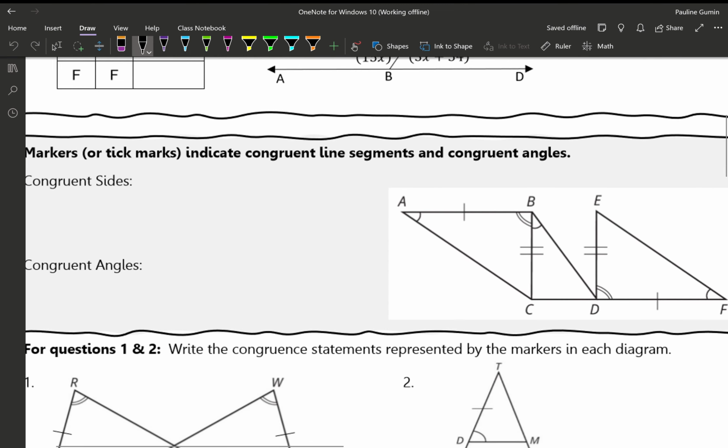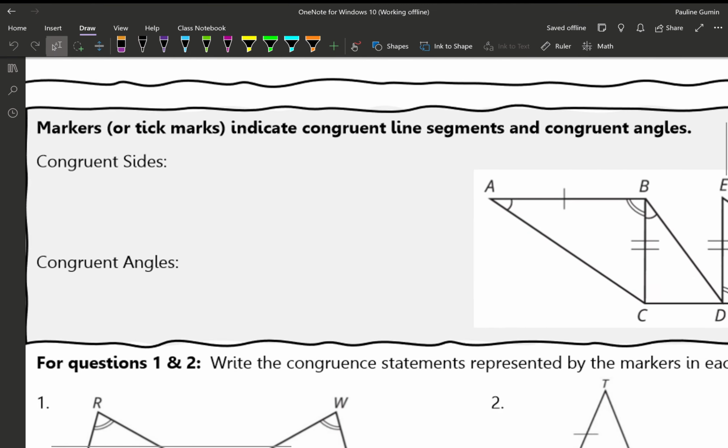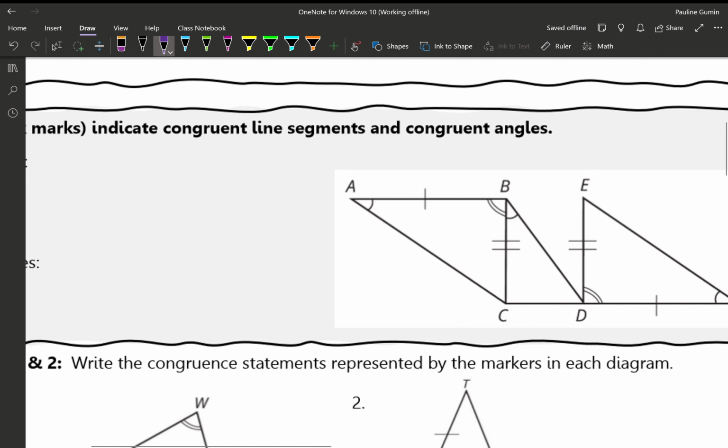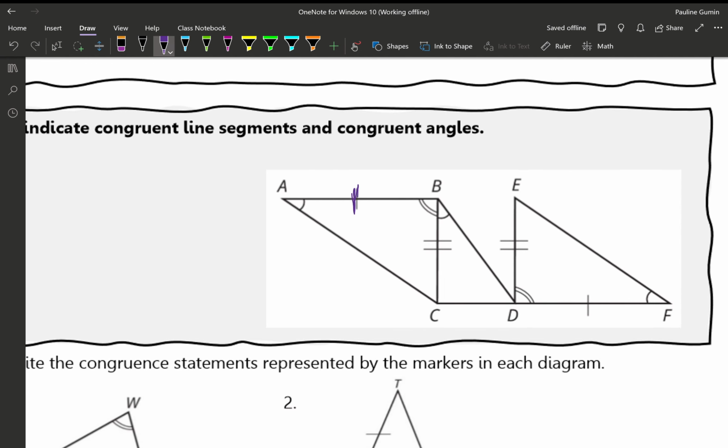All right, so let's take a look at the different congruent sides we have here. So the first one has one tick mark, and it goes from A to B. That is congruent to the other side that has one tick mark, which is right here, from F to D.